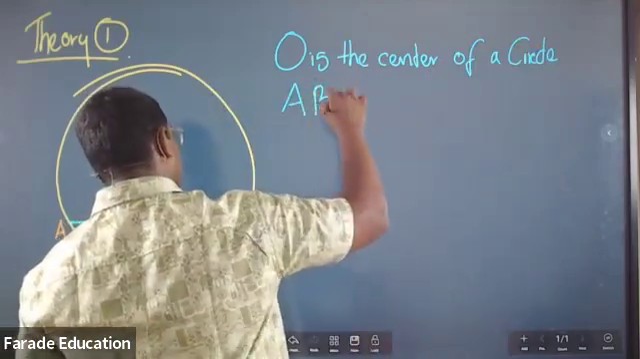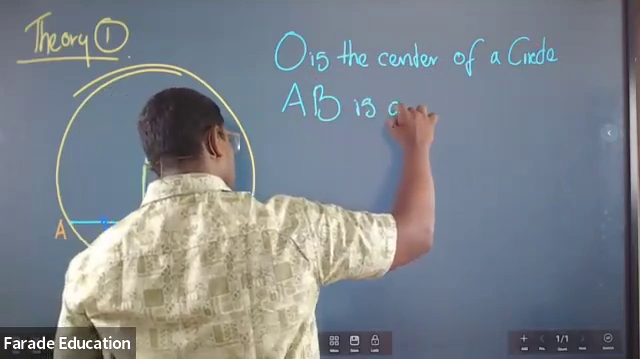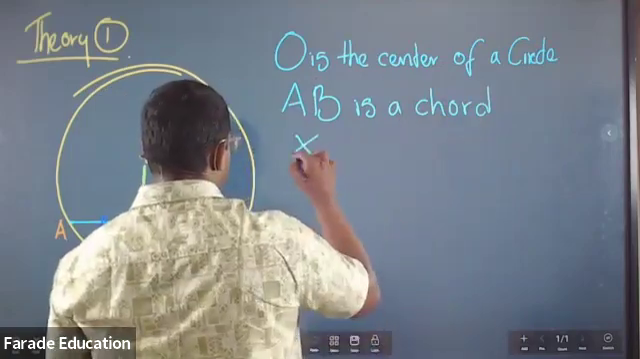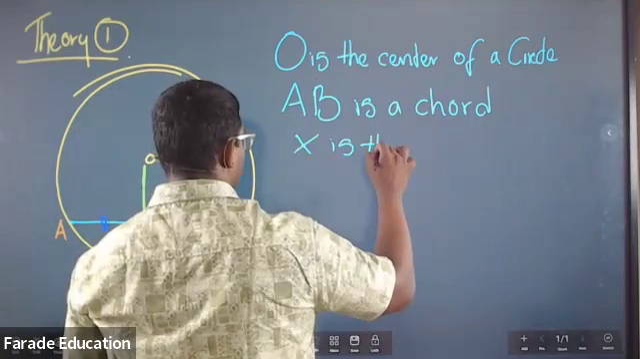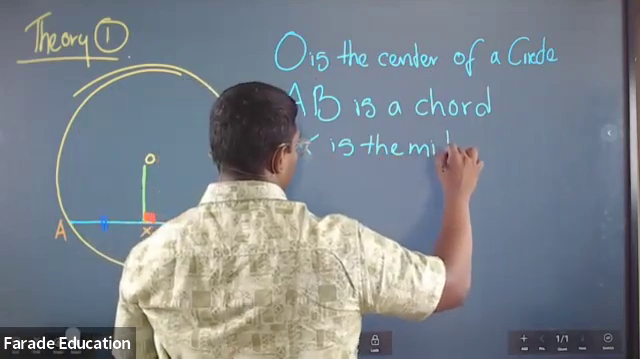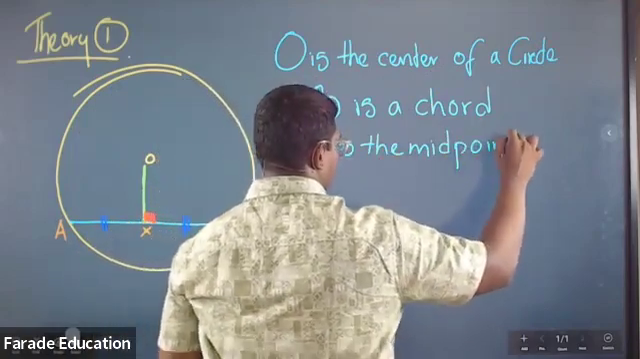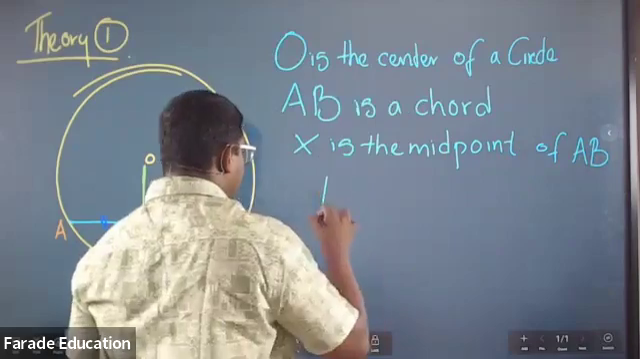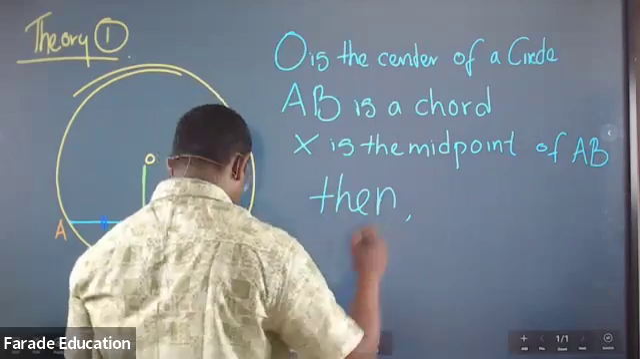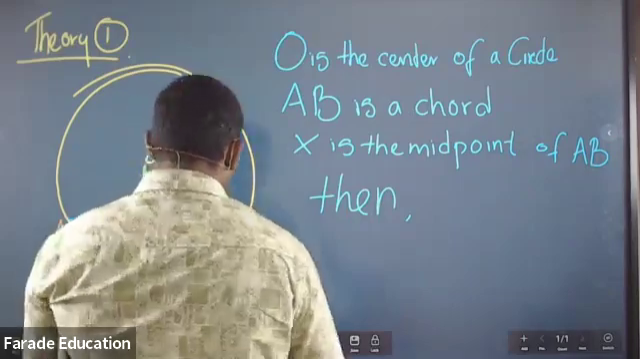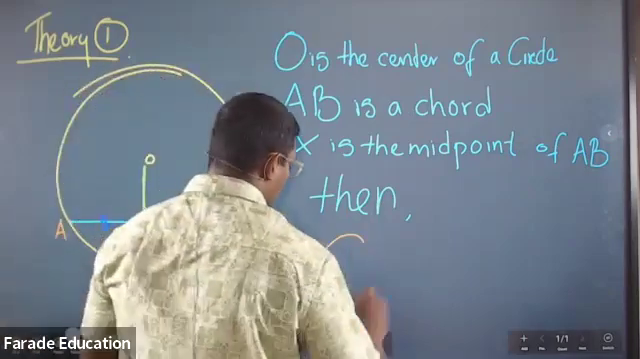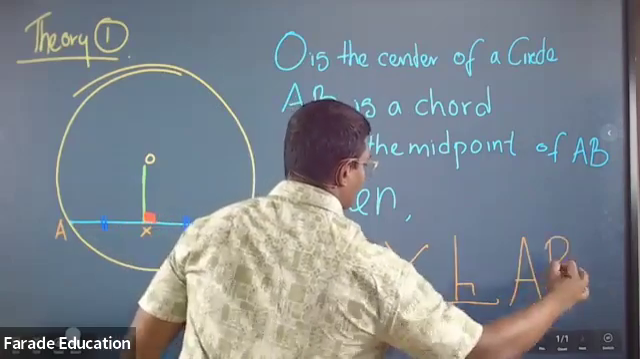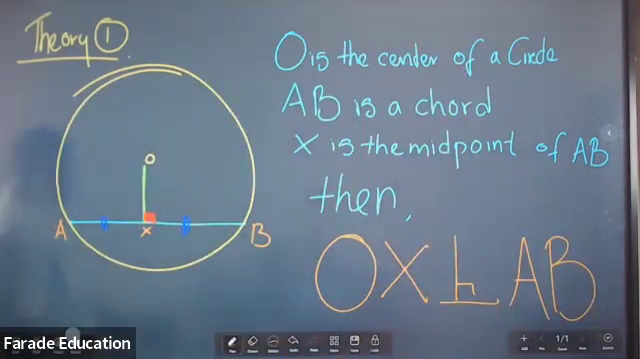AB is a chord. X is the midpoint of AB. When all these are there, what do they say? If all these are applicable, then OX is perpendicular to AB. These are the data. This is the theory.